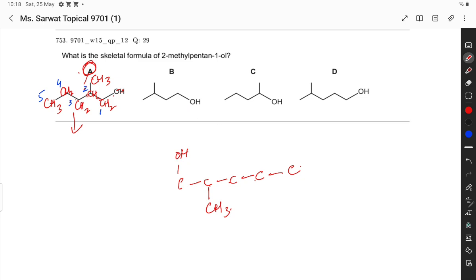So this is not correct because it has 1, 2, 3, 4 carbon atoms. He asked for pentane, 1, 2, 3, 4. So this is again 4 carbon atoms, 1, 2, 3, 4, 5.